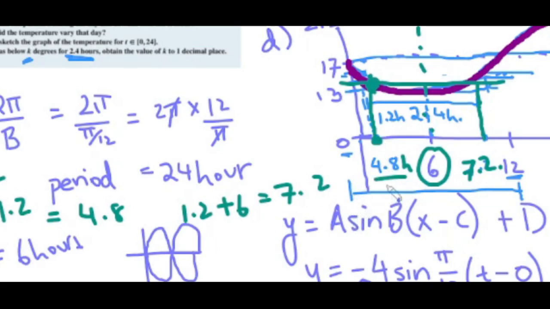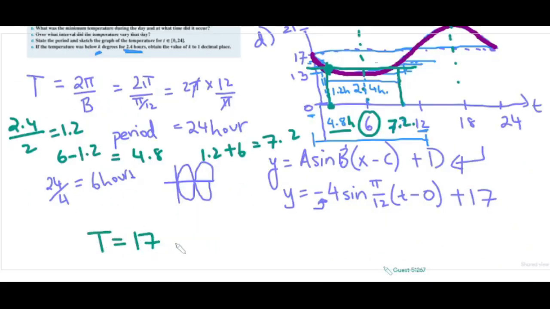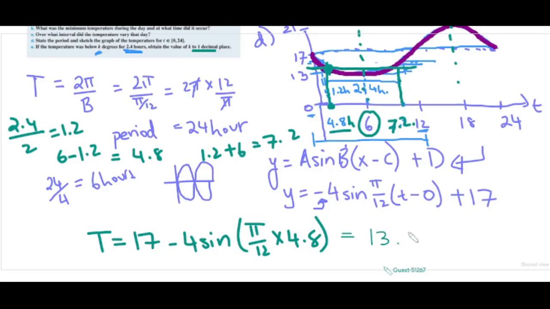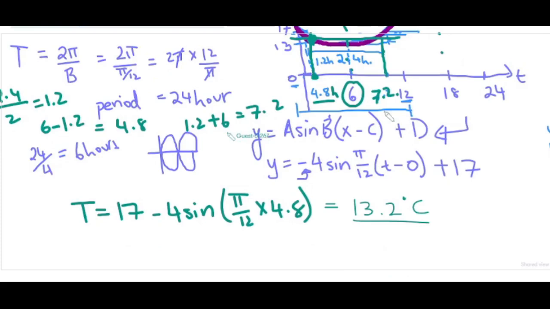You just find what's T at time equals 4.8. T equals 17 minus 4 sine pi over 12 times 4.8. That should give you the answer. And it says to 1 decimal place, so you can use a calculator for this. It'll be 13.2. 13.2 degrees. All right. If you want to do a sanity check, plug in 7.2 and you should get the same answer. Yeah, it's the same. Cool.